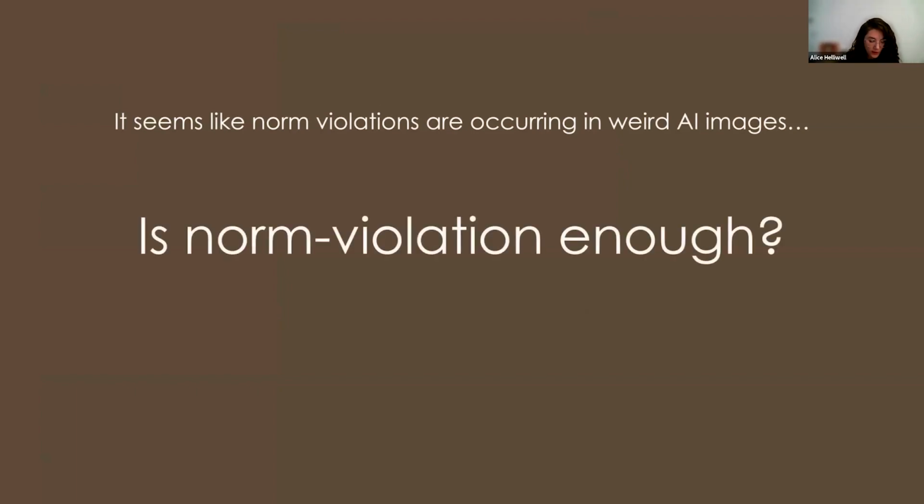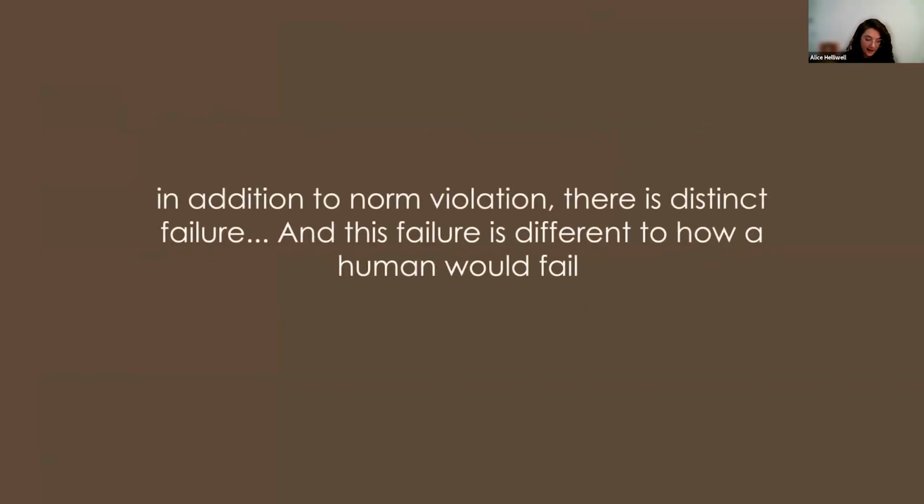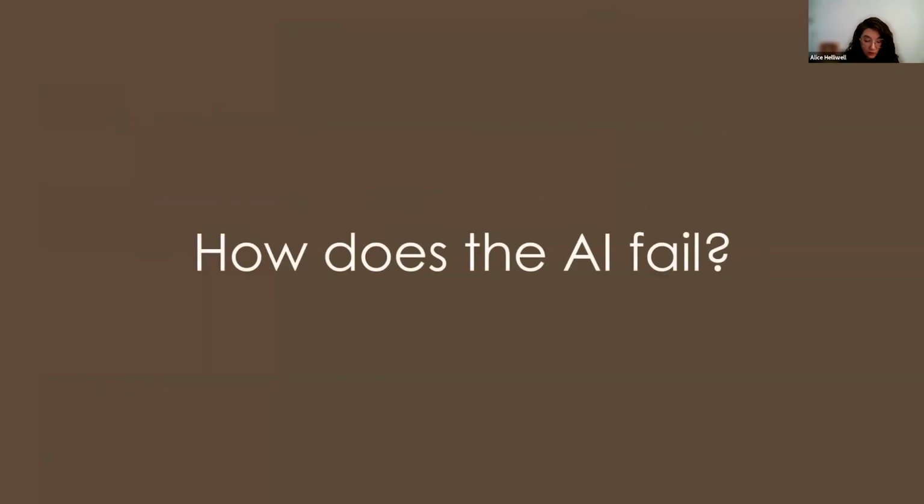However, we could question whether norm violation alone is enough to explain what's distinctively weird about AI images. Perhaps there's something more that we can say about this. So from my work, what I think is that there's a key component of weird AI images, and that is that they involve failure. And in particular, they involve failure of a different kind than humans would make. So in what way do AI systems fail when they're making these strange images?